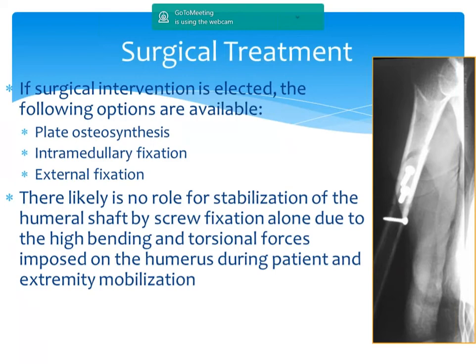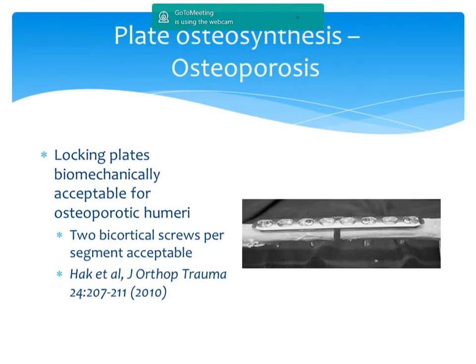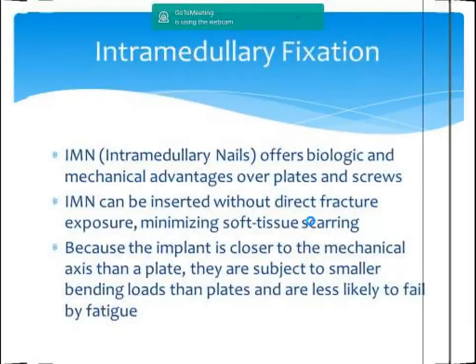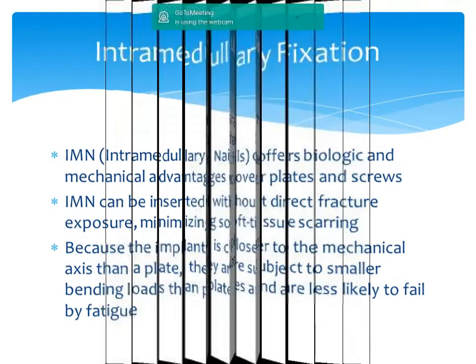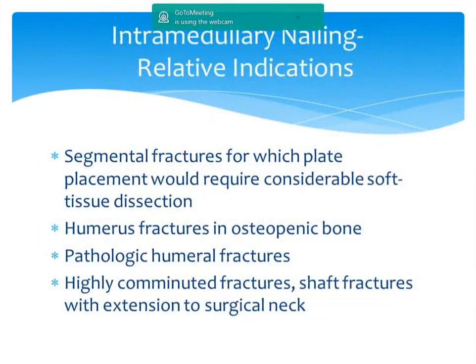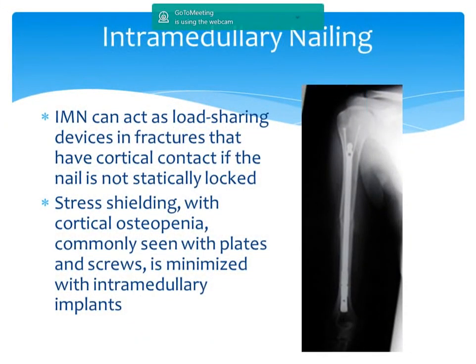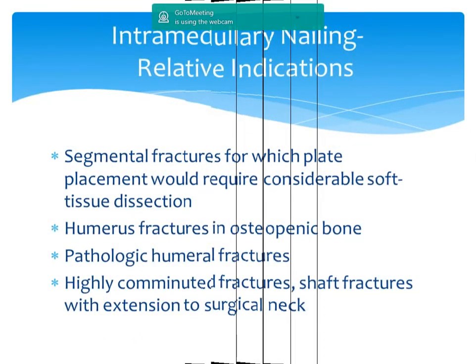Then, plate osteosynthesis, where osteoporosis will develop, locking plate. These are examples of the locking plates. See here. These are the important plates which are accepted in osteoporotic humerus, in osteoporotic bone. Intramedullary nails, of course, this one. This is the intramedullary nail.